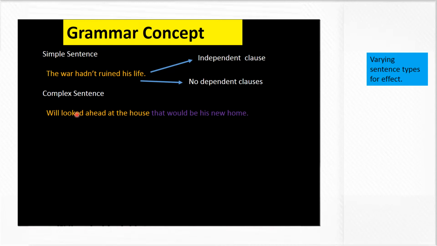Now, my complex sentence, on the other hand, is a little bit different. My complex sentence does still have one independent clause, so that's this part here. Will looked ahead at the house. That makes sense all by itself. I could put a period right here and that would be a perfect sentence. But I added to it to give you more information about the house, and it reads, that would be his new home. So Will looked ahead at the house, which is my independent clause, and then my dependent clause is, that would be his new home. And that's actually really helpful because it gives me more information about the house.